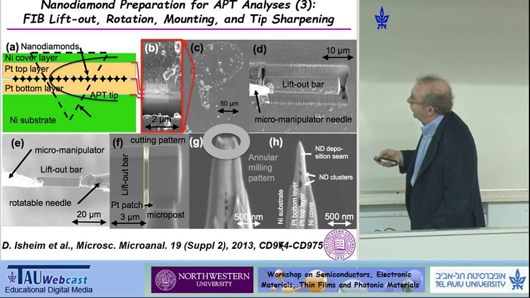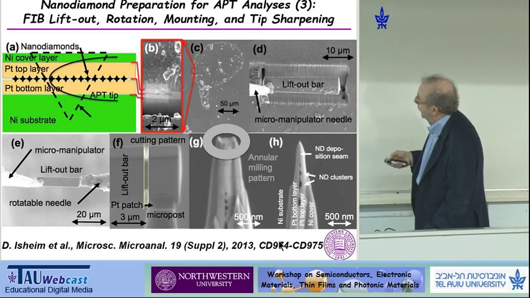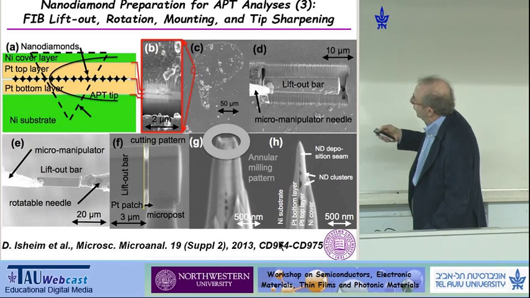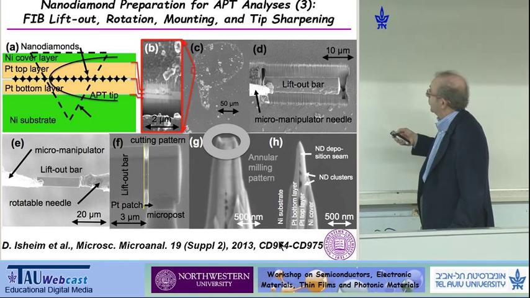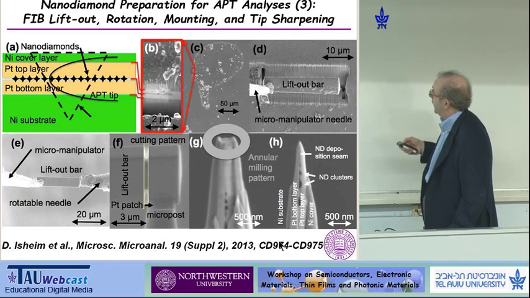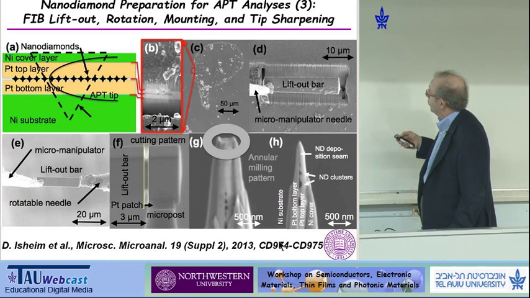And then in the dual beam FIB, there's a micromanipulator, and you lift it out, and you attach it to this so-called arm or rotatable needle, such that you can wind up in this state here with the nanodiamonds along the axis of the specimen. And then using this annular milling pattern, we wind up with this needle-shaped specimen. Once again, notice where the nanodiamonds are. Okay? And this is what we want to analyze.